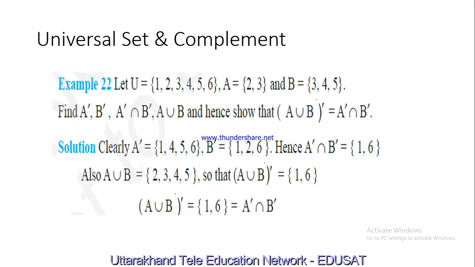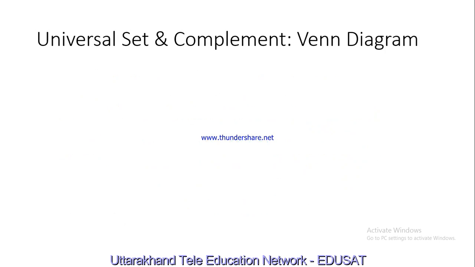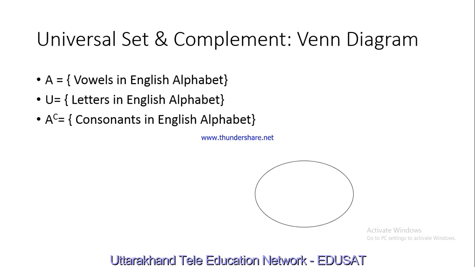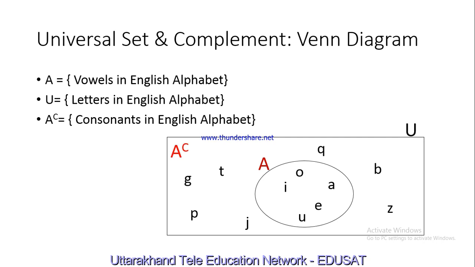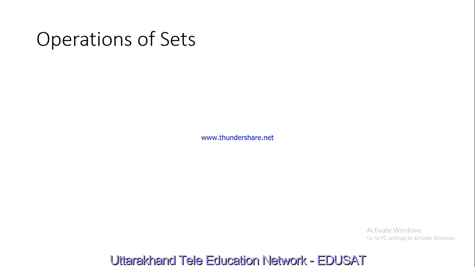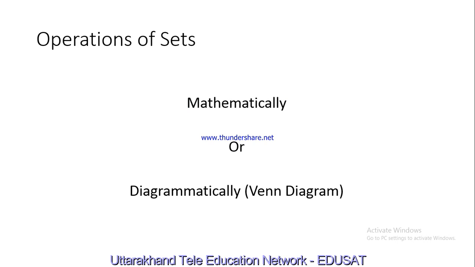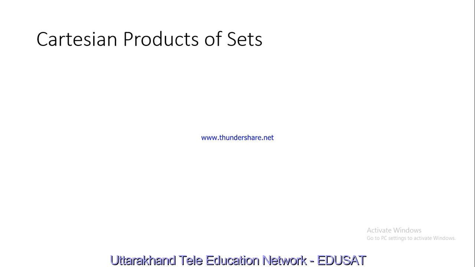Then we attempted some problems based on this theory, and we also understood how to represent universal set and the complements in the form of a Venn diagram. We have also discussed the operations of sets. We now know that the operations can be done both mathematically or using the Venn diagram, diagrammatically.